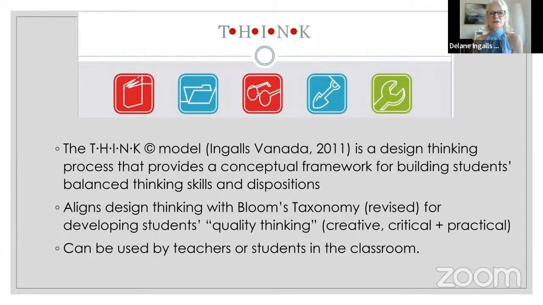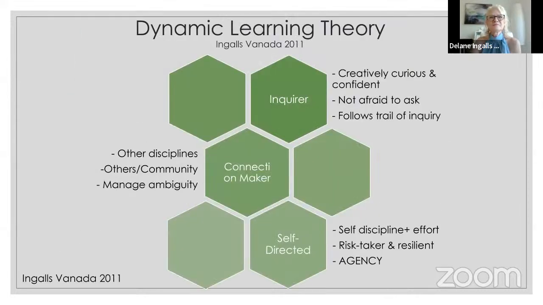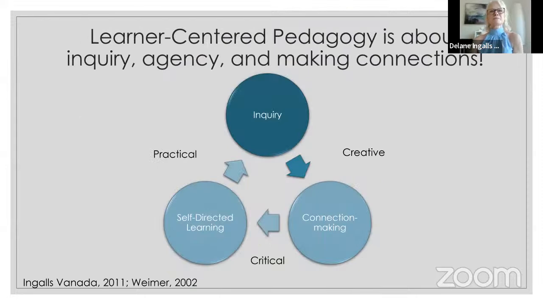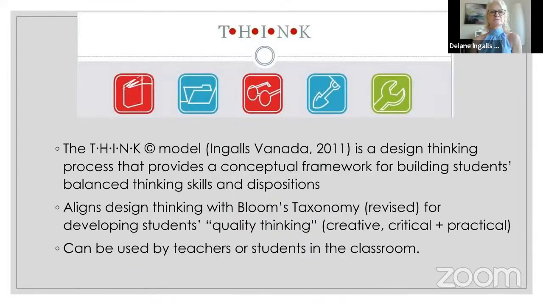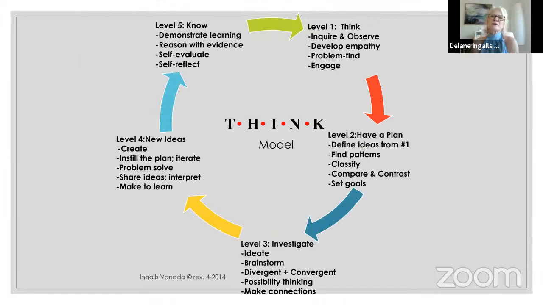So this think model that I'm going to show you, it also aligns with, you may be familiar, Bloom's taxonomy, a way of thinking about what are higher order ways of thinking. So we know that creativity is actually the highest, most complex way of thinking. And that's our goal. I think we're going backwards. I'm sorry. So this is the model, and in kind of a nutshell, these levels of thinking.